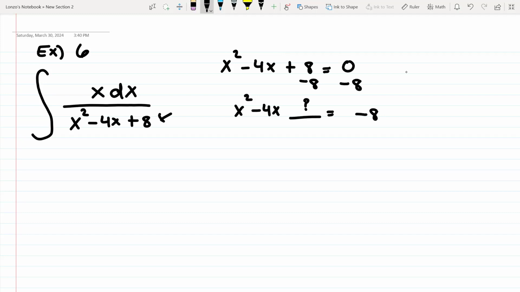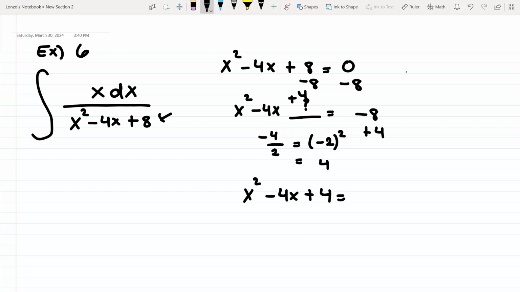So what do I put in that blank space? You take half of your b. If your b is -4, take half of that, which is -2, and then you square that. -2 squared is 4. So you add 4 here and add 4 there. You get x squared minus 4x plus 4 equals -8 plus 4, which is -4. Is that true? Yes.